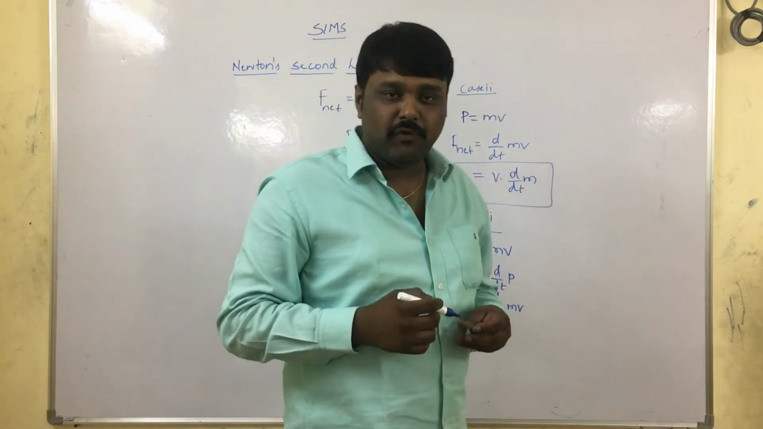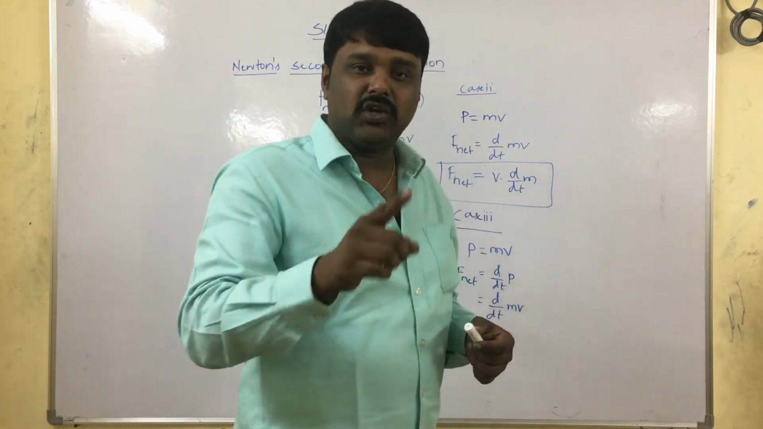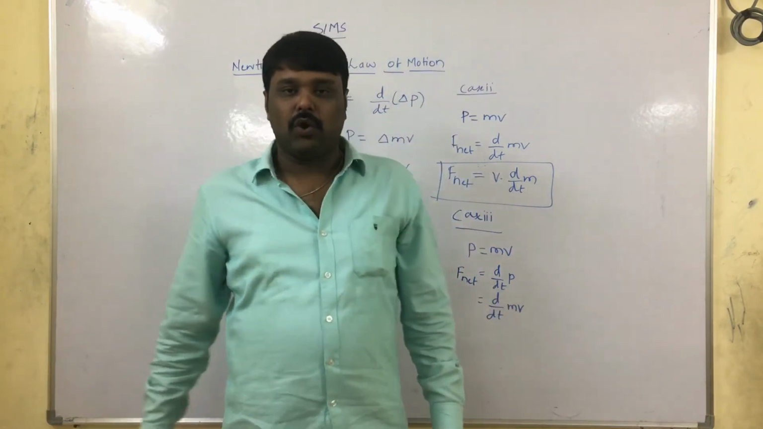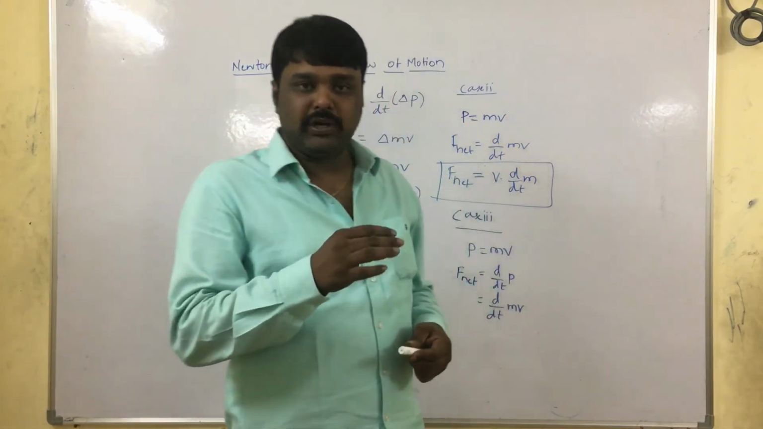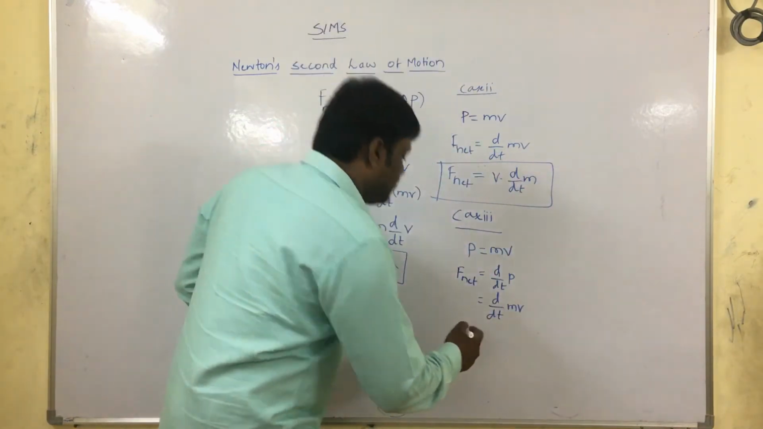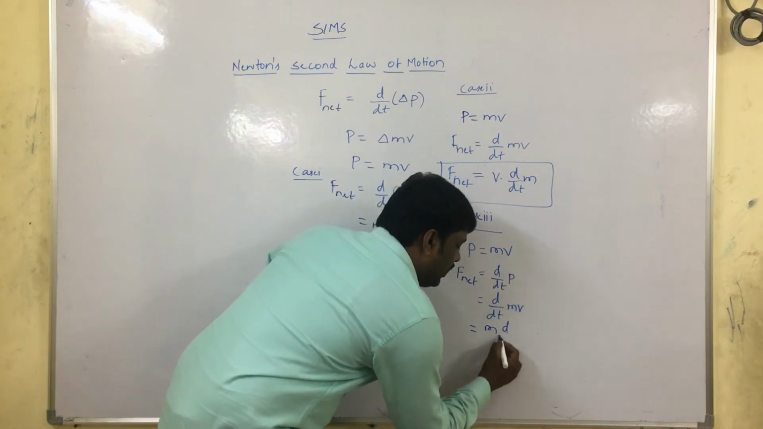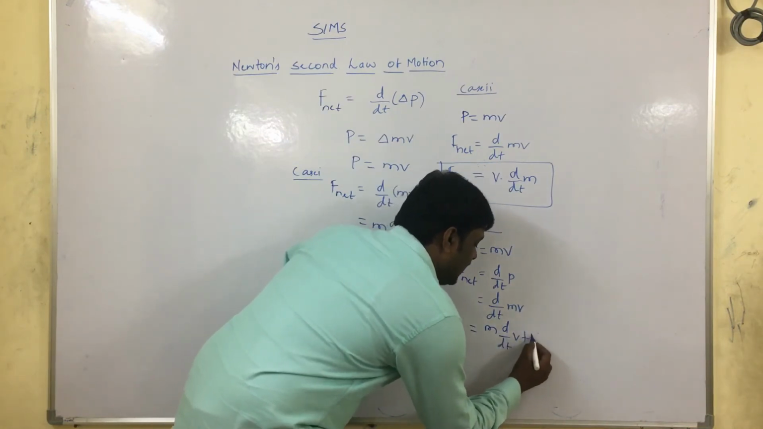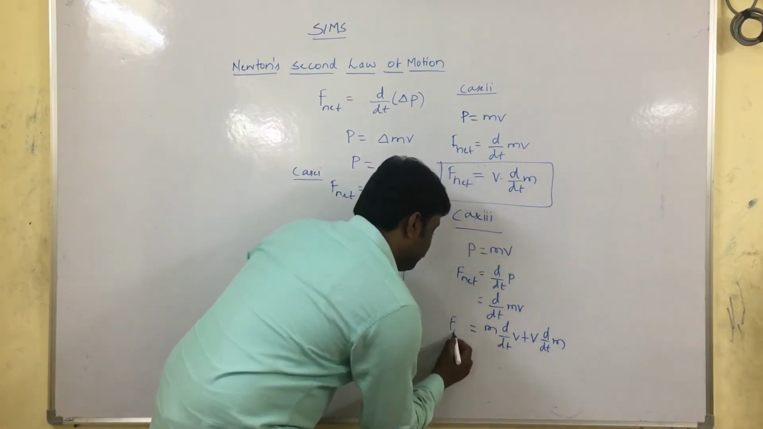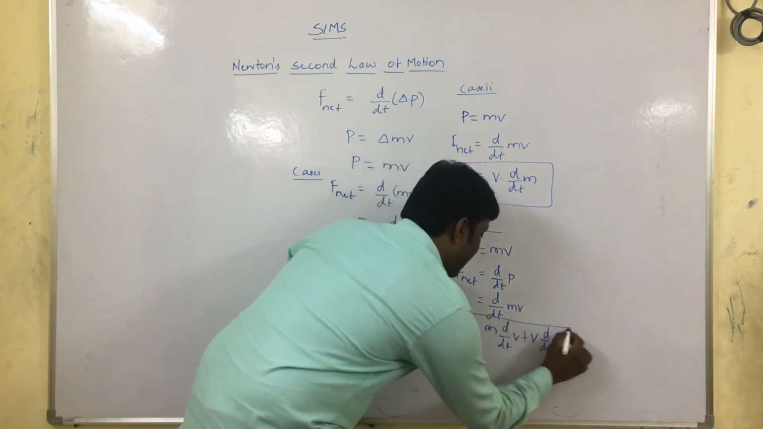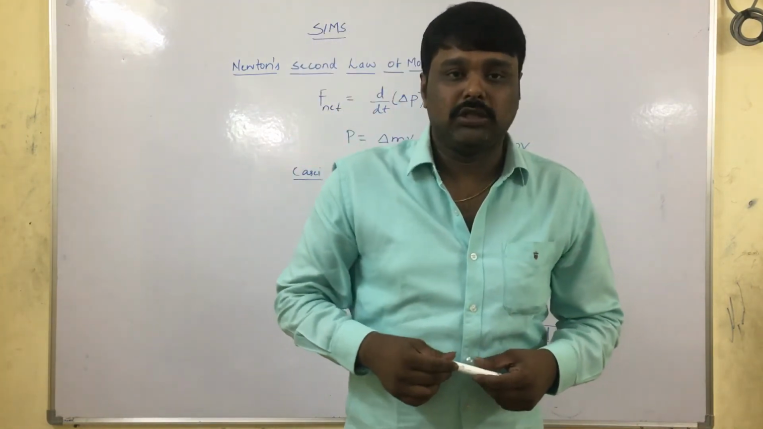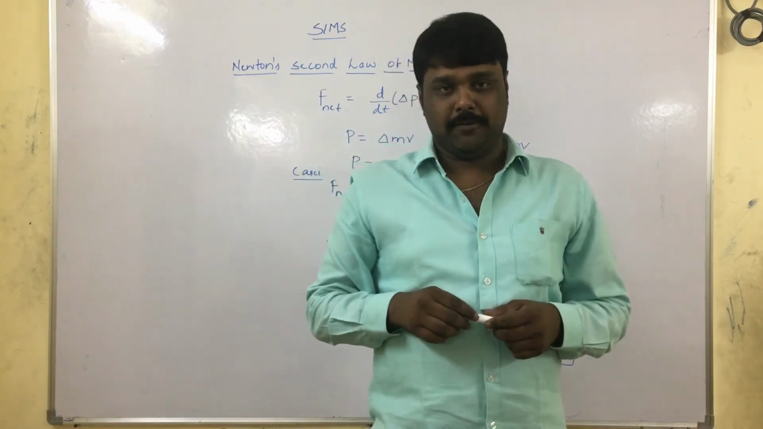Here, as I said before, both the mass and velocity are being changed. Then what is the derivative of uv? u times the derivative of v plus v times the derivative of u. That is m into d by dt of v plus v into d by dt of m. This is the formula for net force where there is a change in both mass and velocity.